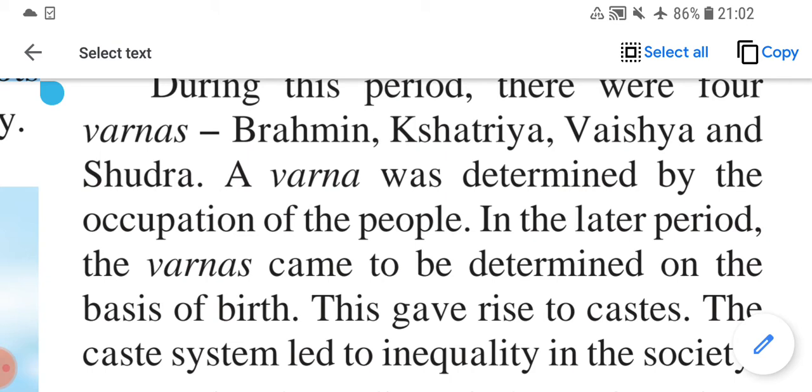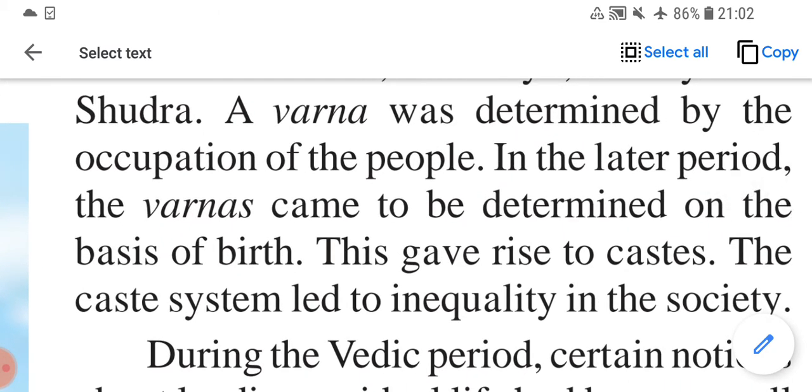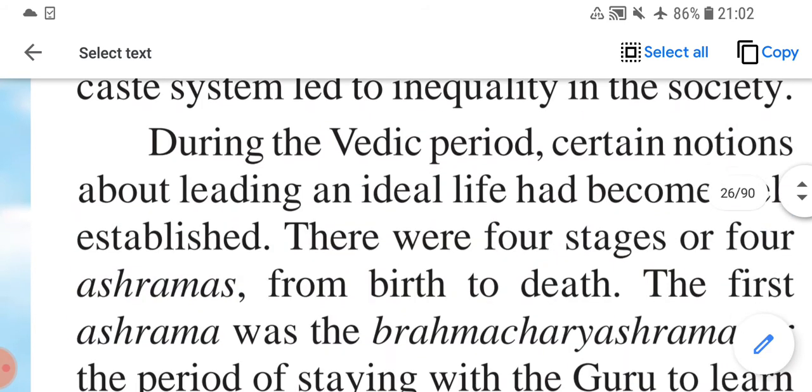In the later period, the varnas came to be determined on the basis of birth. This gave rise to the caste system. The caste system led to inequality in society.